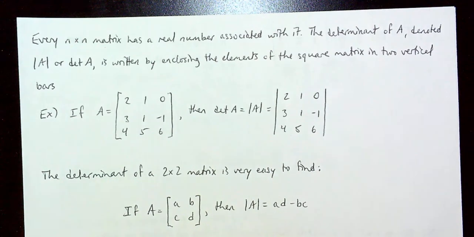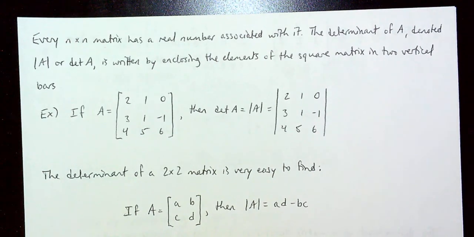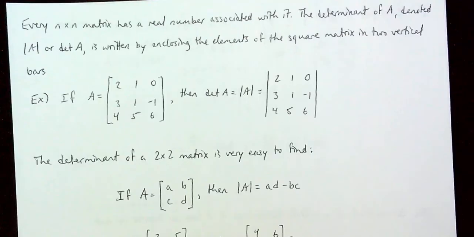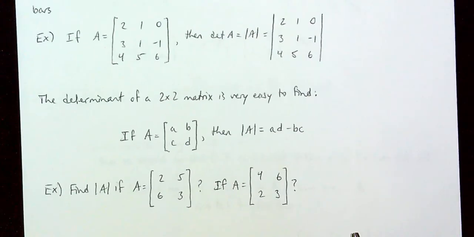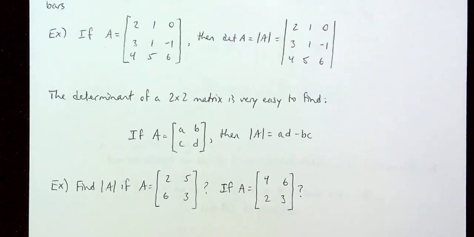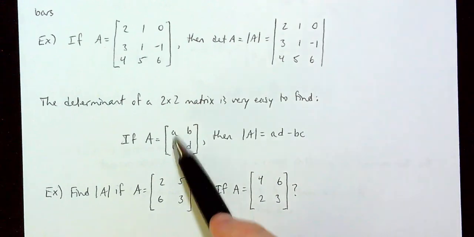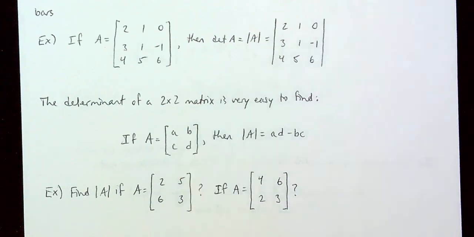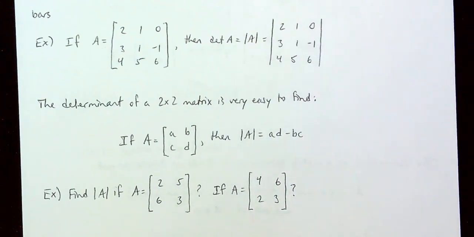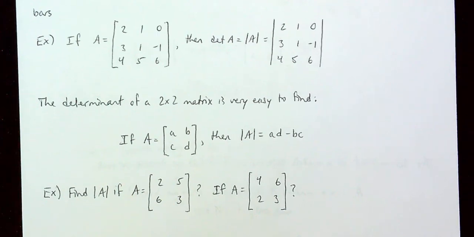Now, how do we find determinants of 2 by 2 and 3 by 3 matrices? Well, a 2 by 2 matrix is very easy, very straightforward. If you have a 2 by 2 matrix, entries A, B, C, D, then its determinant is AD minus BC.